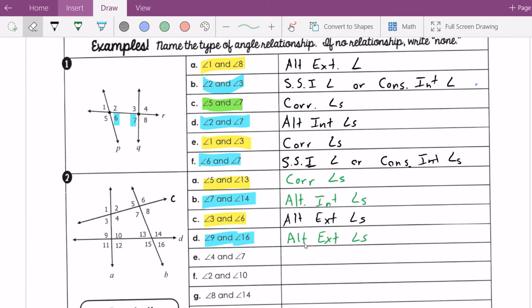Alright, moving on to our next example, we have 4 and 7. So 4 is here, 7's here. Again, we decided to name that top one C, so we're going to keep it that way. Alright, they're both on C. They're both on the inside. They're both on the bottom. So this is same side interior angles, or we can call it consecutive interior angles.